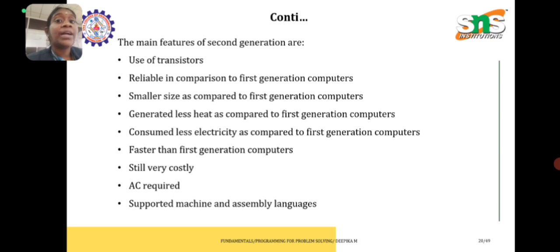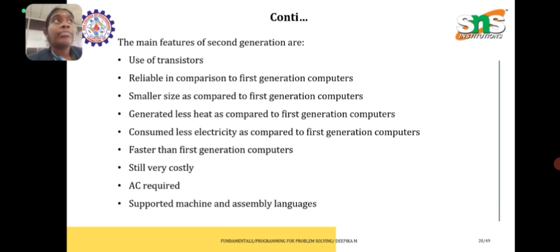Smaller size when compared to the first generation computer. Generated less heat when compared to the first generation computer, and it also consumed less electricity, but not like the first generation. About 10% less, it produces less electricity. Faster than first generation computers, but it is still very costly.